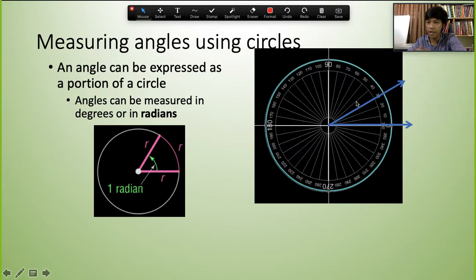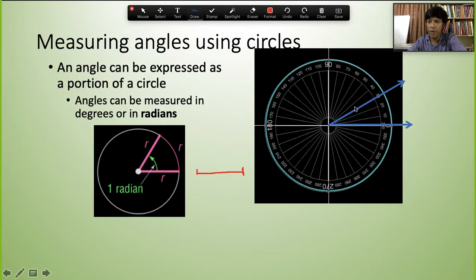But there is another kind of measurement system which is called radians. We can measure the angle in radians also, and radian is pretty much straightforward, which is, if you have, suppose, 2 centimeter length from here to here.